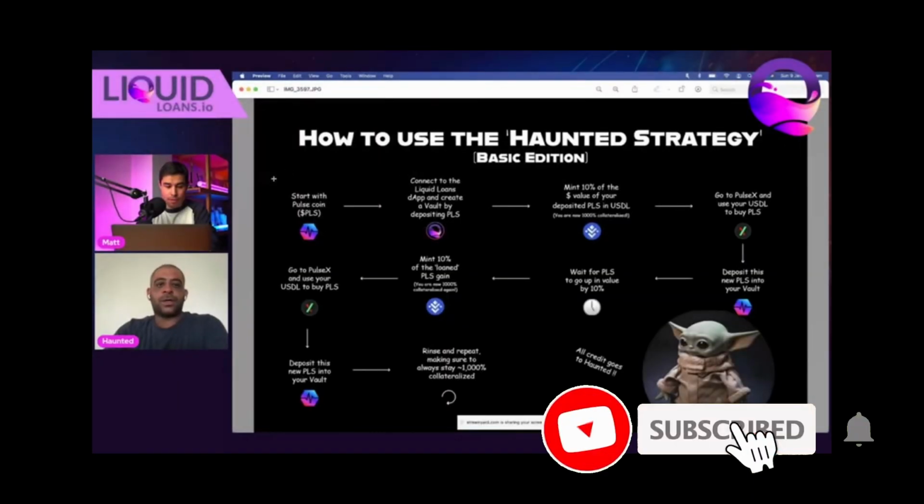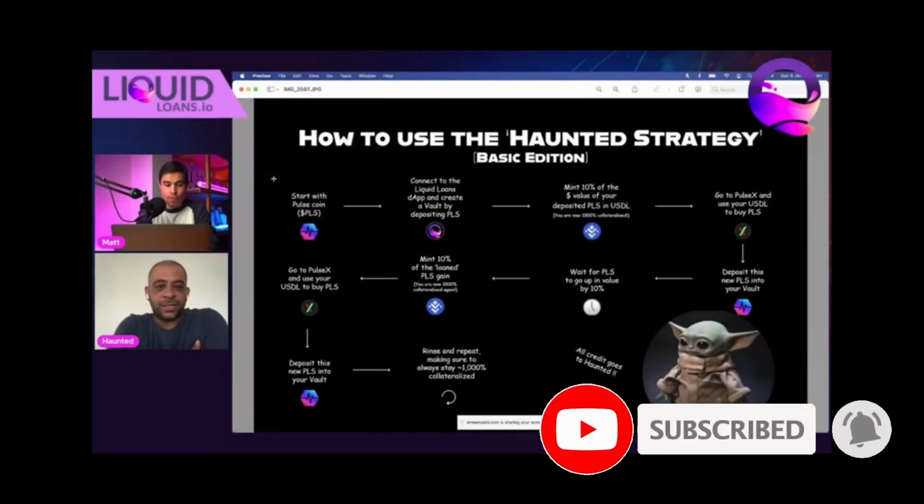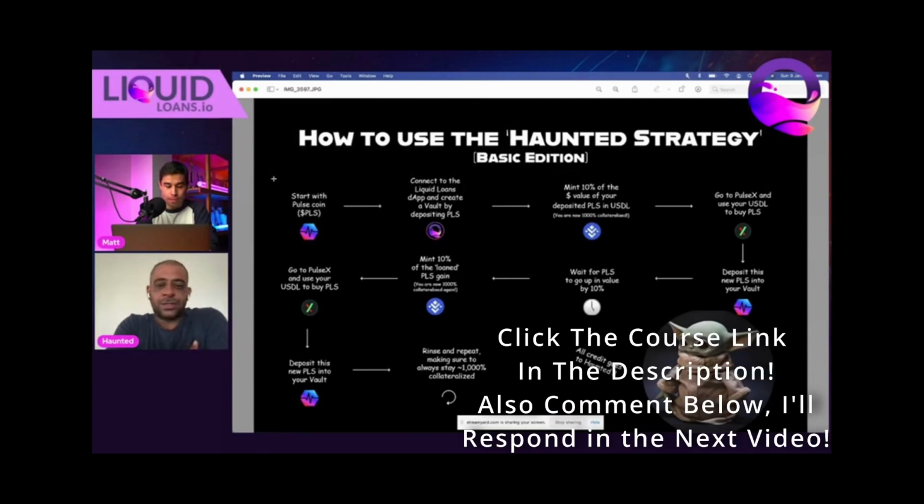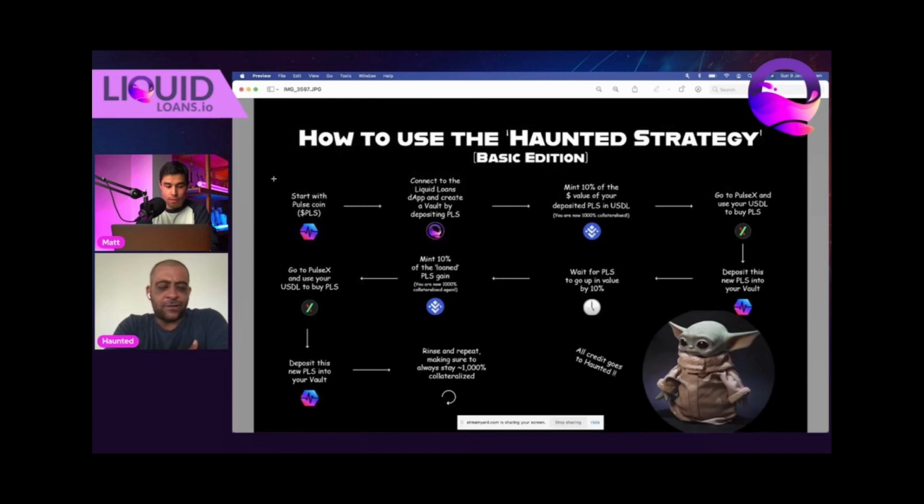Okay, so let's play the video on Haunter strategy. So what is this? This is the basic edition for the Haunter strategy. It seems like a flow chart of what we're going to do and how it works basically.